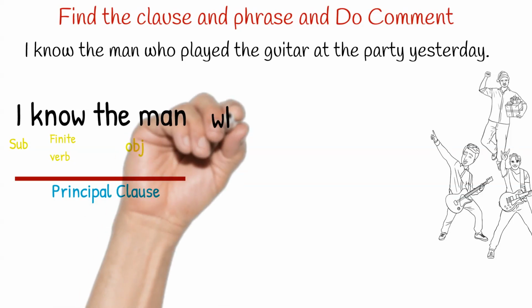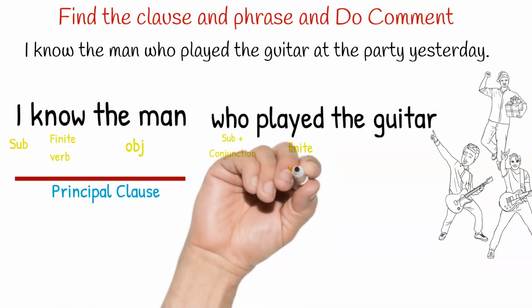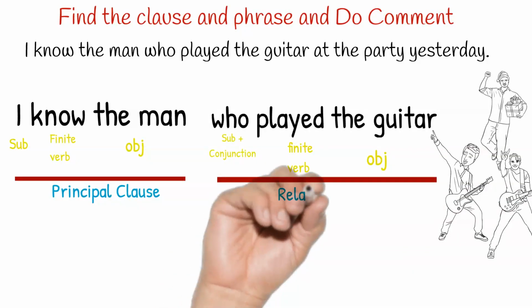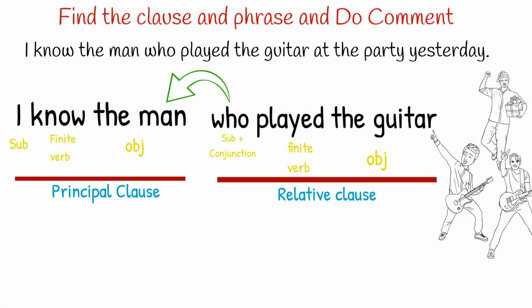Now, who played the guitar is another group of words. It has its finite verb played, and here the guitar is the object of that verb. And who is the subject of the finite verb. Then who played the guitar is a clause. But it cannot convey its meaning properly. So it is a subordinate clause. Here who is also acting as the subordinating conjunction. That means here who also connects the subordinate clause to its principal clause. In this clause who performs two functions. It acts as the subject of the verb and also acts as the subordinating conjunction.